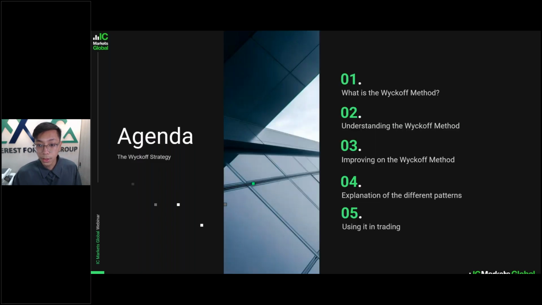Okay, so for the agenda for today, we'll be going through, firstly, what is the Wyckoff method. Secondly, understanding the Wyckoff method. Third, improving on the Wyckoff method. Fourth, explanation of the different patterns in the Wyckoff concept. And lastly, using it in trading.